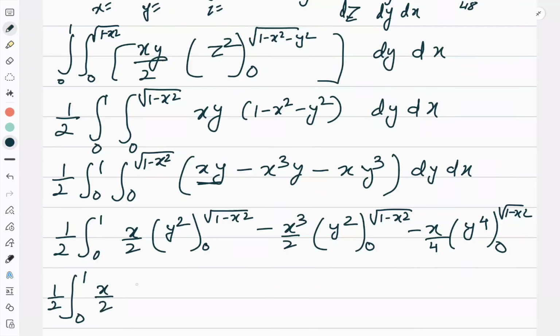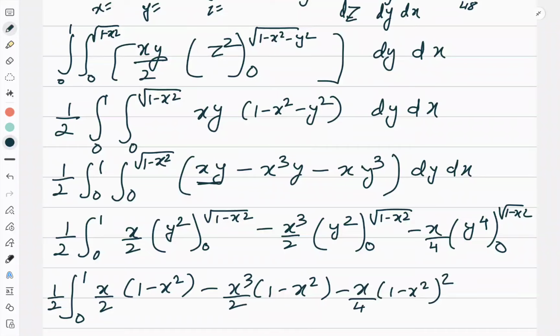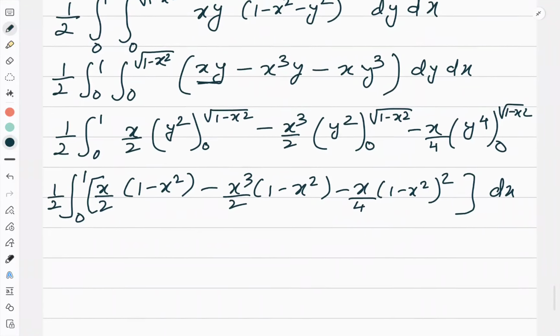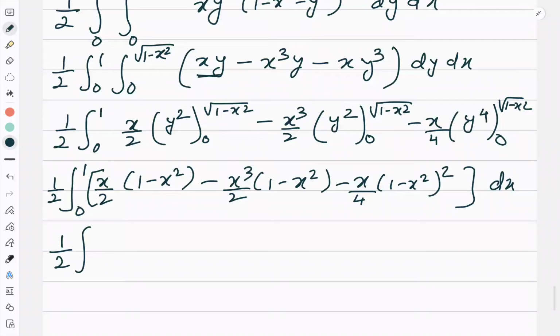So x by 2. Okay, so it will become 1 minus x square minus x cube by 2, 1 minus x square minus x by 4, 1 minus x square square. Okay, and dx. So before integrating, I need to open this bracket and simplify it. Then only I should integrate. Don't try to do it directly. X by 2 minus x cube by 2 minus x cube by 2. Then plus x to the power 5 by 2. Okay, we will cross check this again.